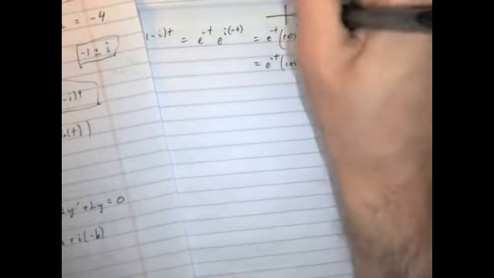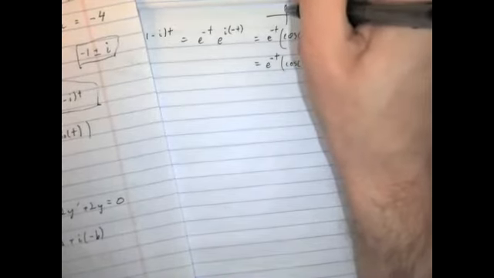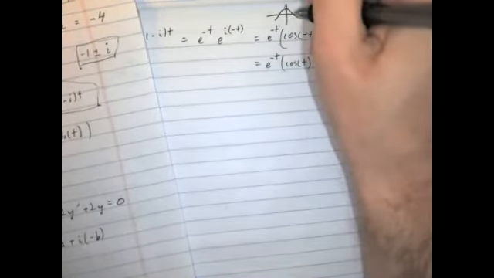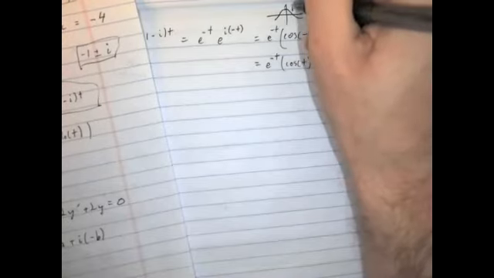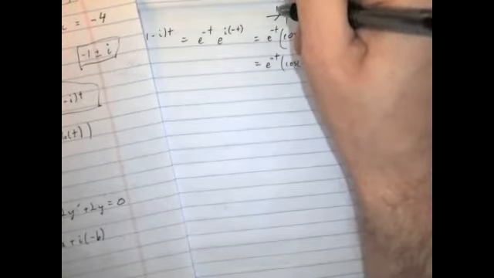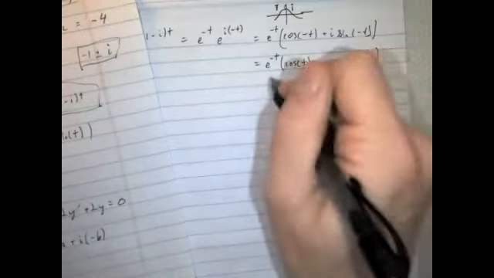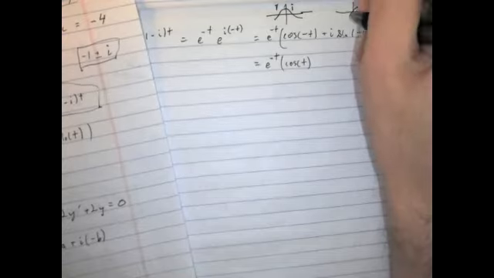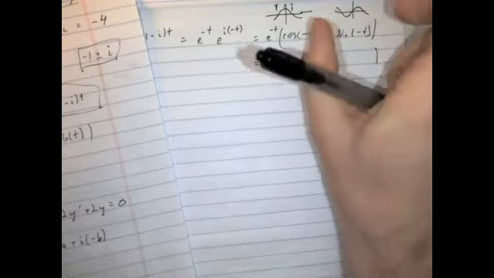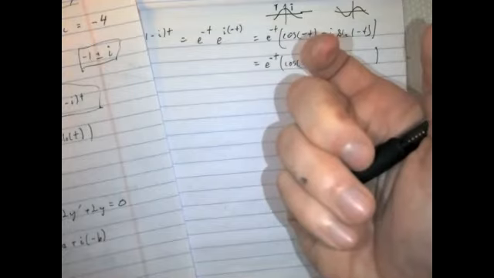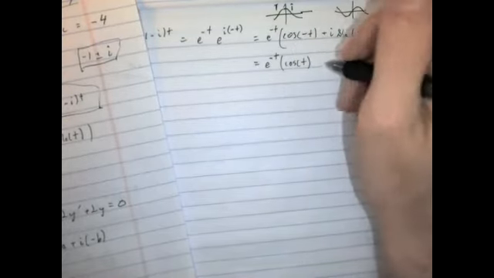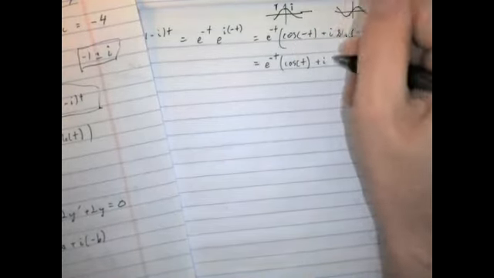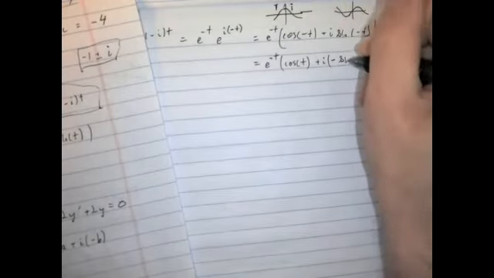But you can see that from pictures. Cosine looks like this. If I look at what happens over here, the function's at the same height as if I looked over here. It's symmetric around the y-axis. Oh, okay, that makes sense. Whereas sine is what we call odd, where when you flip around the y-axis, you get the negative. So here I'd get plus i times negative sine of t.